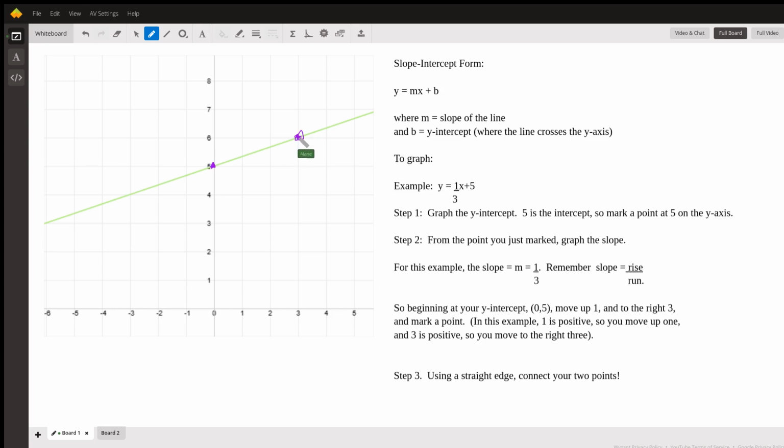Sorry about that. Okay, the last step, easy. You take any straight edge and you connect your 2 dots. And as you'll see, you'll end up with this green line.